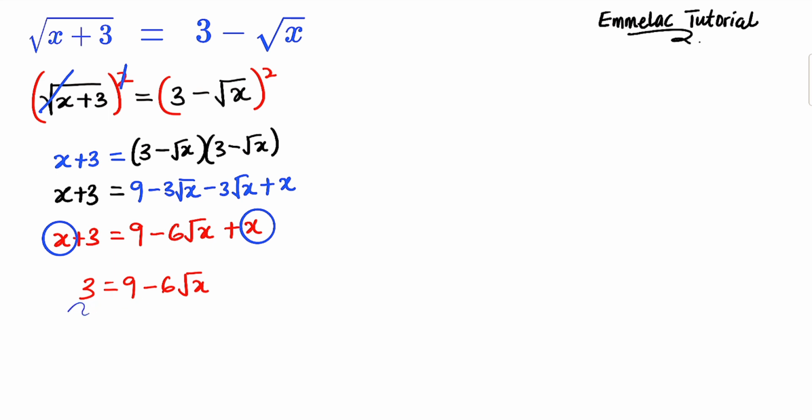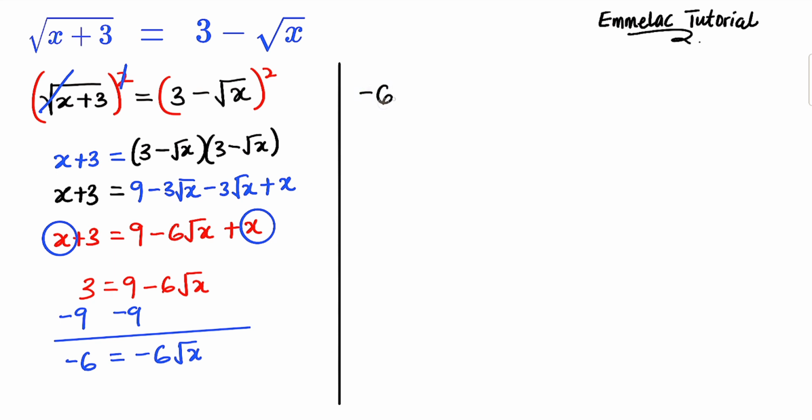So if we are to subtract 9 from both sides, here you have minus 9 and here you have minus 9. Now this gives us negative 6 equals negative 6 the square root of x, and that's because 9 minus 9 will give us 0. Then negative 6 equals negative 6 the square root of x. Okay, and we know that here we have negative and here we have negative, so we just need to divide both sides by negative 6.